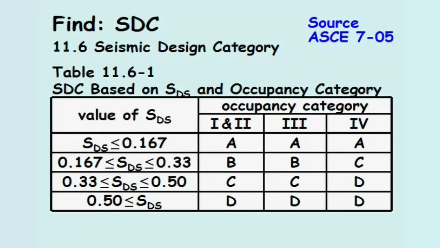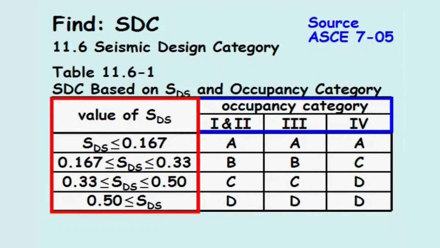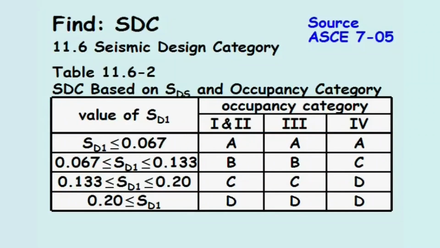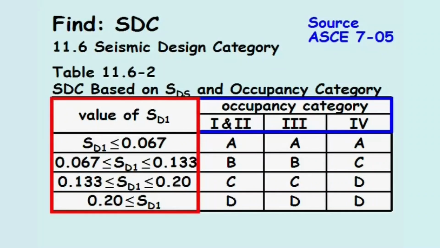Table 11.6-1 in ASCE 7 assigns a seismic design category based on the occupancy category and the short period response acceleration parameter, SDS. Table 11.6-2 in ASCE 7 assigns a seismic design category based on the occupancy category and the 1-second response acceleration parameter, SD1.